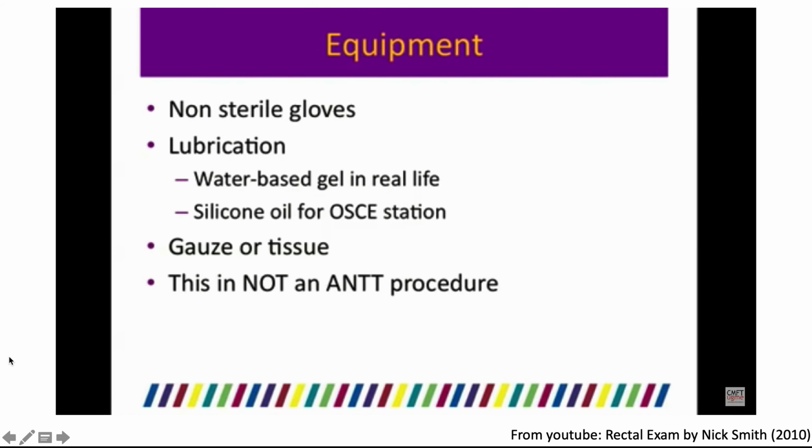Gathering together your equipment, you're probably pleased to know that this is not an ANTT procedure. You will need gauze or tissue, non-sterile gloves, and some form of lubrication. In real life, we obviously use a water-based gel such as KY or aqua jelly, but in an endoscopy station, because of the models, we tend to use silicone oil.